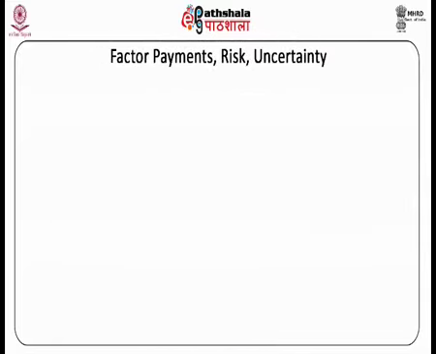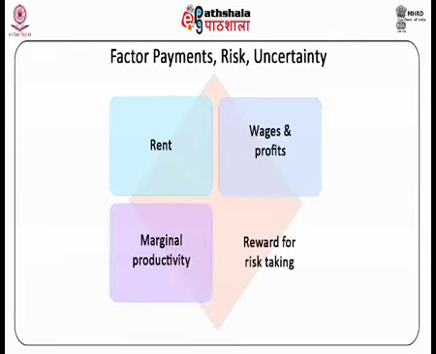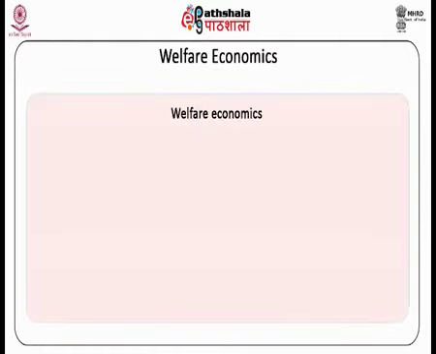Further, we learn about factor payments, risk and uncertainty. This relates to the determination of payments for the various factors of production such as rent, wages and profits in terms of marginal productivity, reward for risk taking, etc. We shall now study welfare economics.